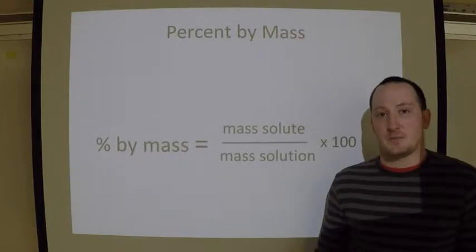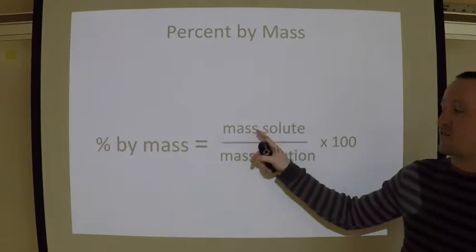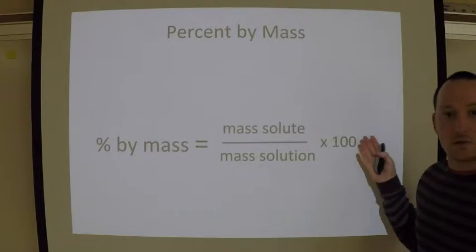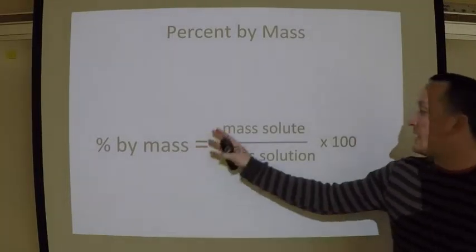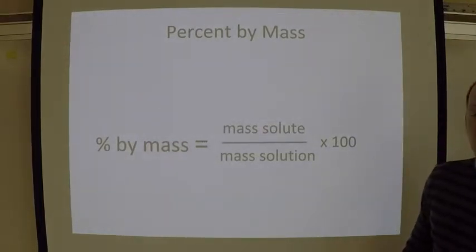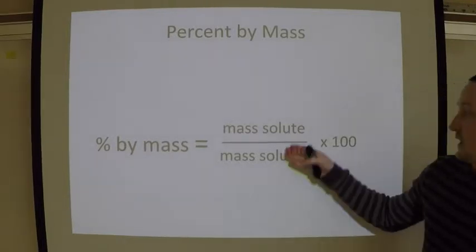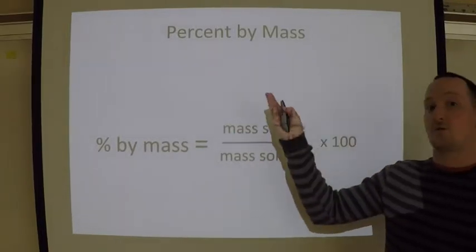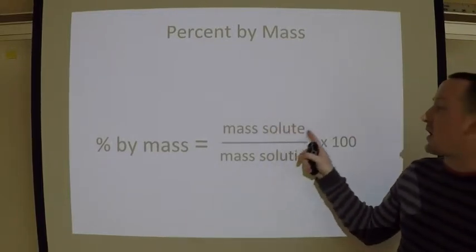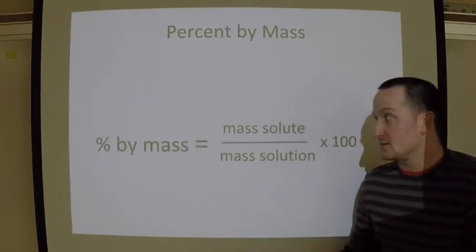Here's what percent by mass means. Percent by mass is equal to the mass of my solute divided by the mass of my solution, and then again, to change something to a percent, I multiply by 100. So write down this equation where it says percent by mass equals. Get that equation down, all right? Just like in the last one, remember molarity is equal to moles of solute. I have to identify what my solute is and what my solution is, all right?